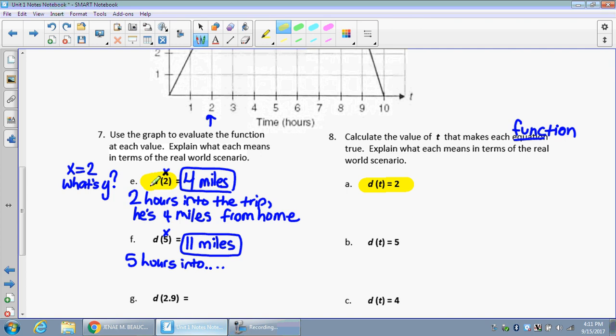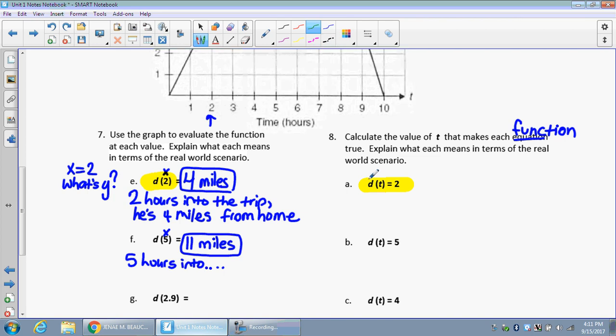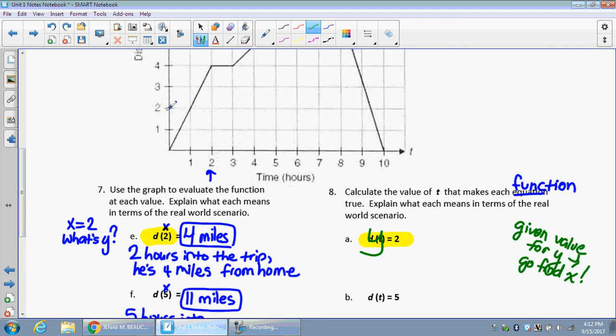On this side, here, d of 2, I was given a value for x. On the right, this is the same as saying y equals 2. So this is a given value for y. Go find x. Now we're actually going to be starting on the y-axis. This means y equals 2. So now I know how many miles away he is, and it says, let's see, here's 2 miles. And now I'm actually going to trace across to see where I hit the graph.